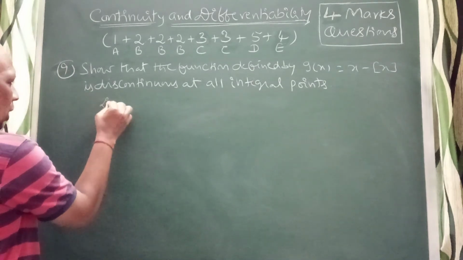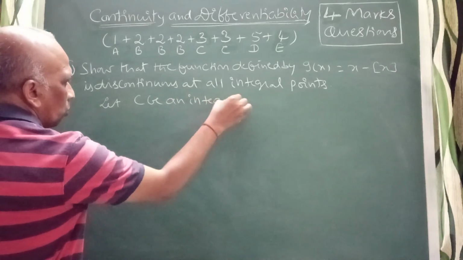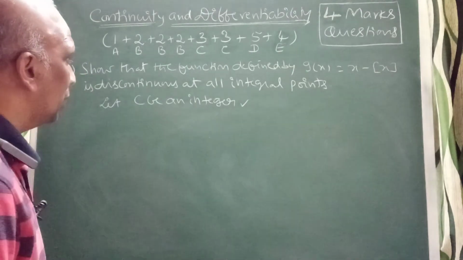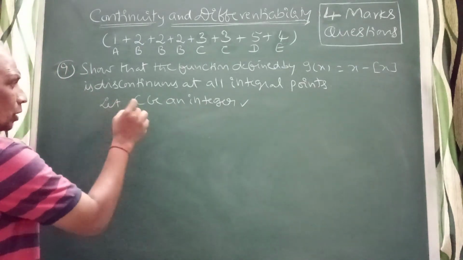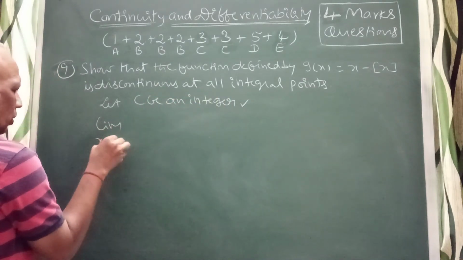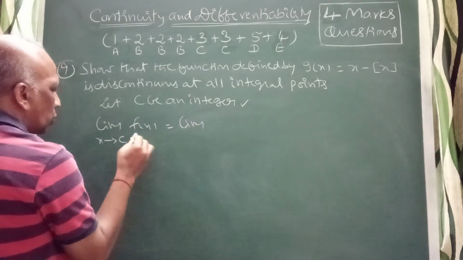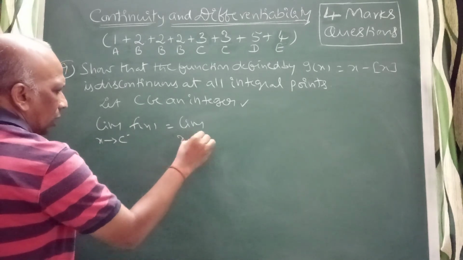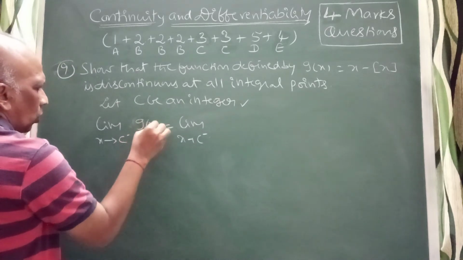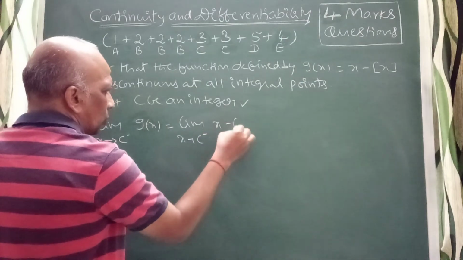Straight away I can consider, let C be an integer, like the previous problem I have done. Because I want to prove that it is discontinuous at all integral points, now take the limit as x tends to C minus, the left limit, of g of x, where g of x equals x minus step x.